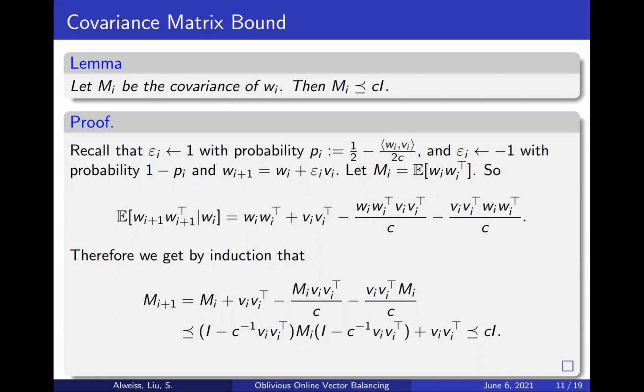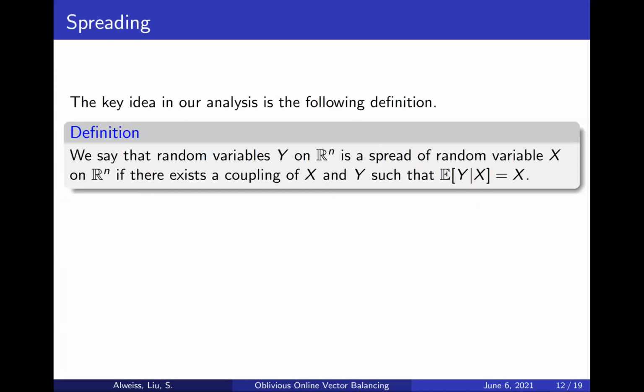So this is just follow your nose. And the reason this is a slight lie is, well, if the algorithm has failed, this statement that Wi plus 1 equals Wi plus epsilon i Vi is a slight lie, but okay, this can be repaired. So the key idea is to convert this concentration bound into a stronger bound. And so we say a random variable Y on Rn is a spread of a random variable X on Rn if there exists a coupling between X and Y such that the expectation of Y given X equals X.